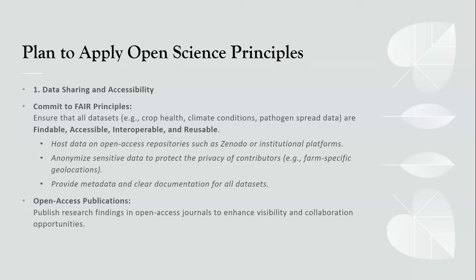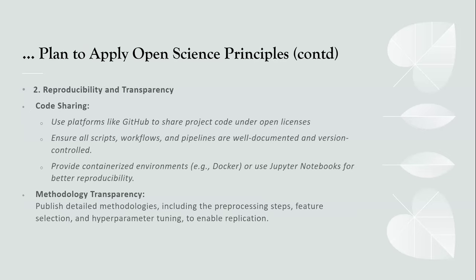And for open access publications, we intend to publish our findings in open access journals to enhance visibility and collaboration opportunities. And secondly, in terms of reproducibility and transparency, we use GitHub for our code sharing, and under an open license, we ensure all our scripts, all our workflows, all our pipelines are well documented, and they are all version controlled using GitHub. And we'll provide a containerized environment where we intend to use Docker.